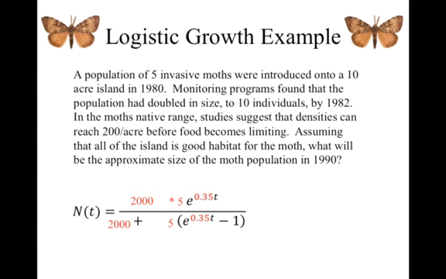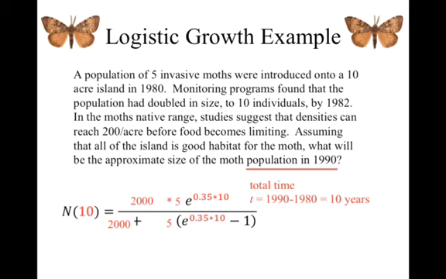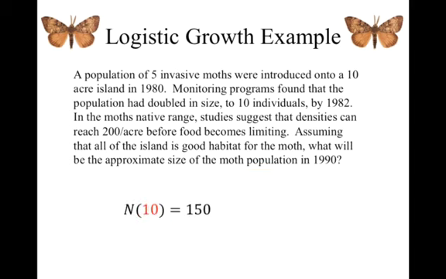We're going to have the same carrying capacity of 2,000 moths on the island. We now know that the population growth rate is 0.35, and the question is we're trying to predict what the new population will be in 1990. So our total time is from 1980 to 1990, and if I plug that in, that's 10 years, and I am now looking for the population 10 years later, and I can solve for it. That's 150. So I would then predict that there will be 150 moths on the island in 1990. And that's what the question's asking for. That's the answer you want to circle on the exam.